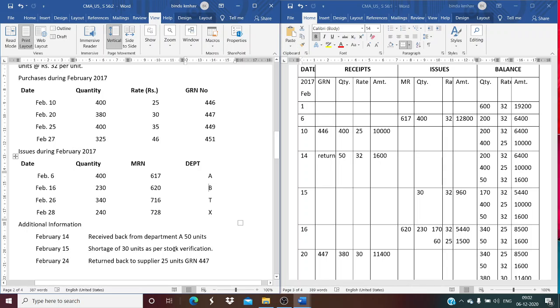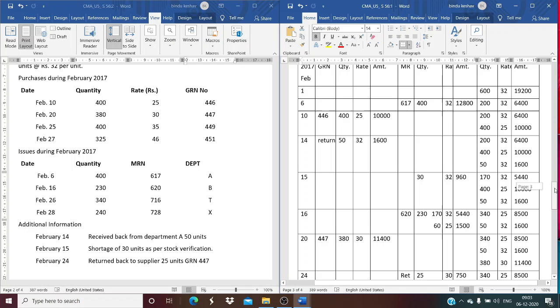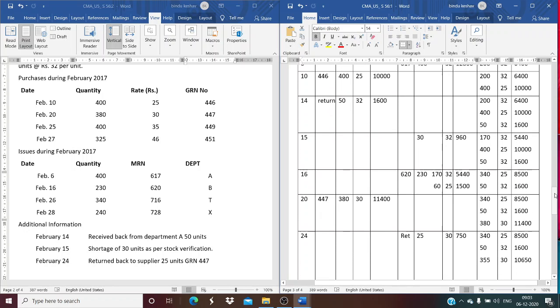Shortage of 30 units as per stock verification. There is a shortage of 30 units, and shortage is always shown on the first lot because the method which is adopted here is the first in first out method. In case of first in first out method, shortage will be shown on the first item. So here in 200 units, there is a shortage of 30 units.